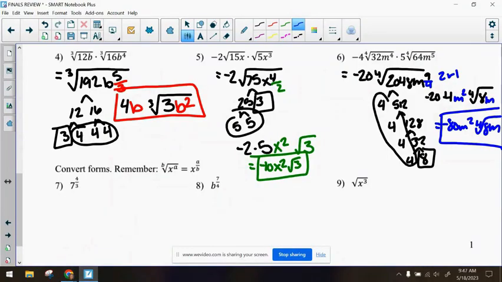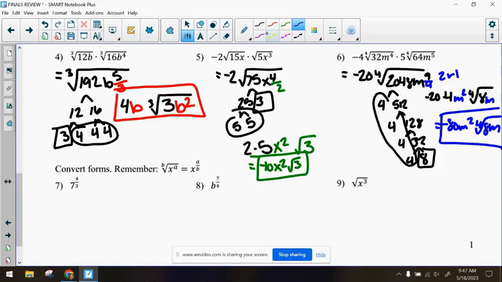So taking a look at 5 and 6, notice that 5 and 6, they both have coefficients out in front of the radicals. So on number 5, I had a -2 here. When I multiply the radicals together, I carry that -2 with me. We were able to bring out a 5. So again, we are looking for groups of 2 here.